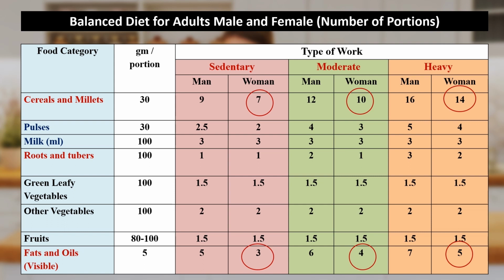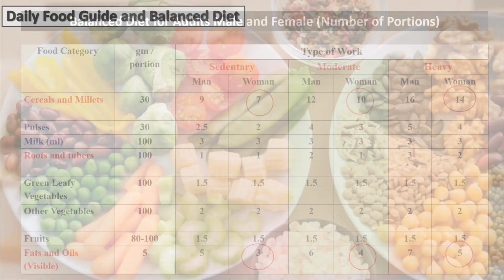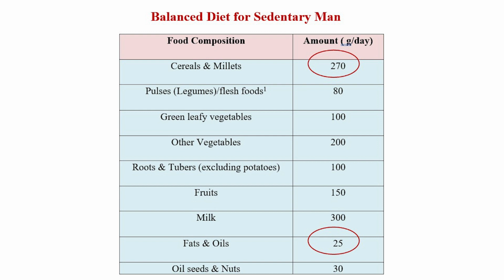Here is a balanced diet in terms of the amount of food and different variety of foods that a sedentary man would need. For cereals, 30 grams is one serving size, so 9 portions makes it 270 grams of cereals. If you look at the fats and oils on the top, 5 gram is one serving, so we include about 5 servings, meaning 25 grams. Likewise, vegetables and fruits from the third category, and milk and pulses from the bodybuilding category. Like this, we can use the daily food guide in planning balanced diets.